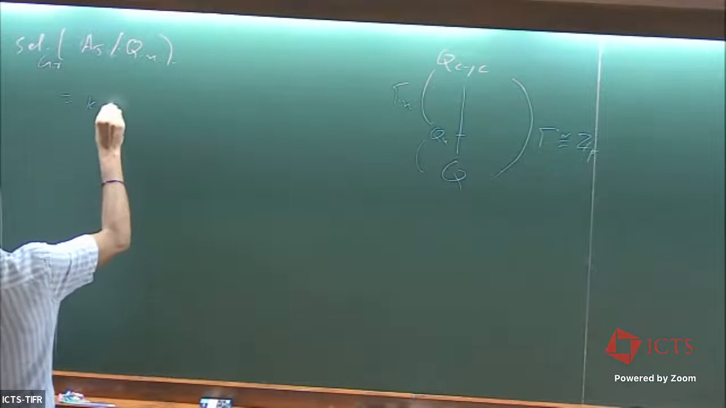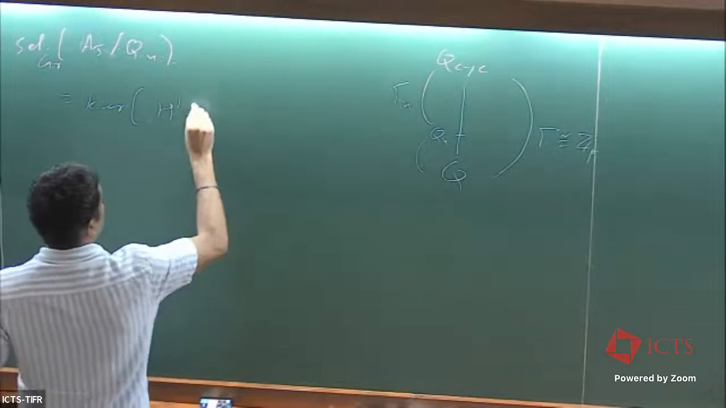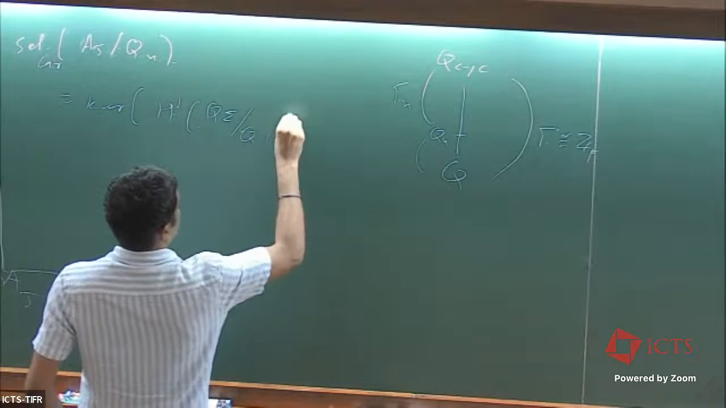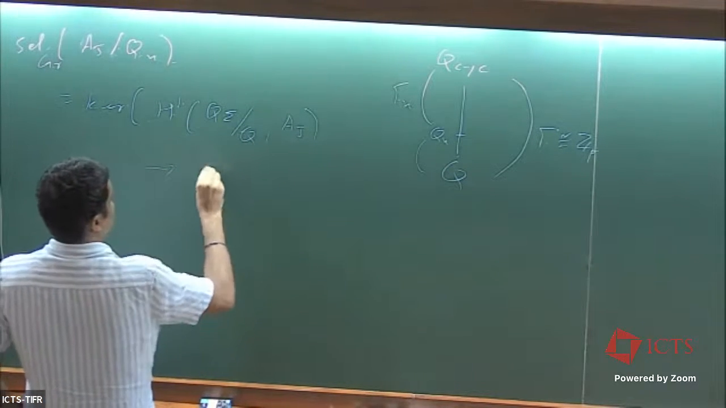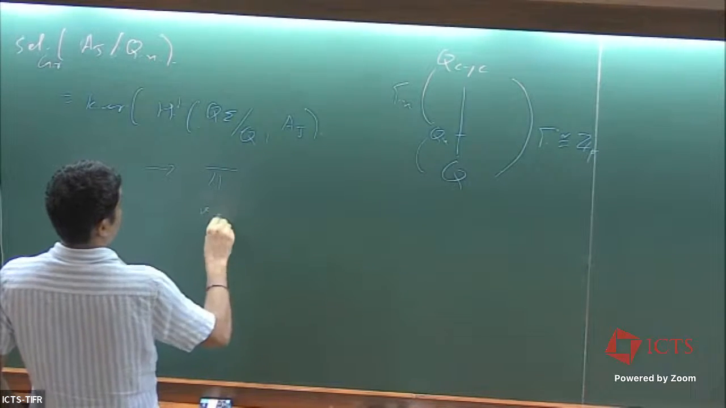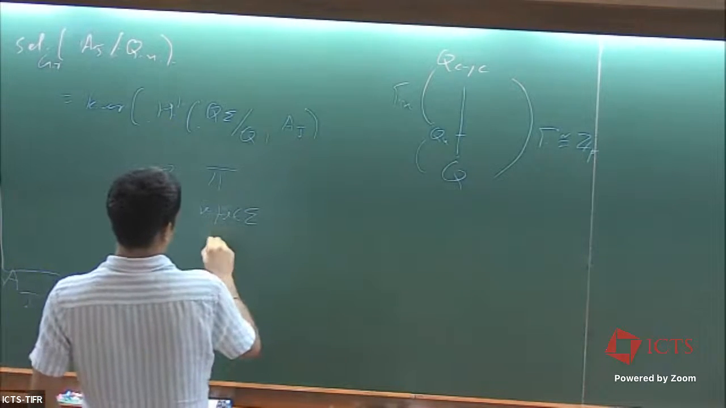Defined as the kernel of H1 to sigma to Aj, to the product of L belonging to, or maybe V dividing L belonging to sigma and L not equal to P.